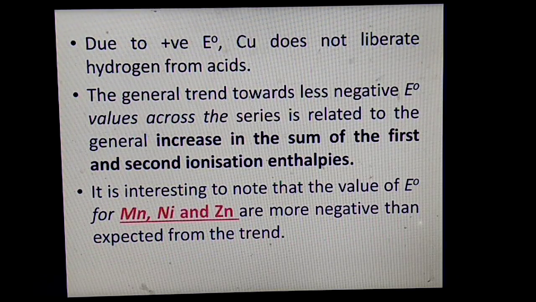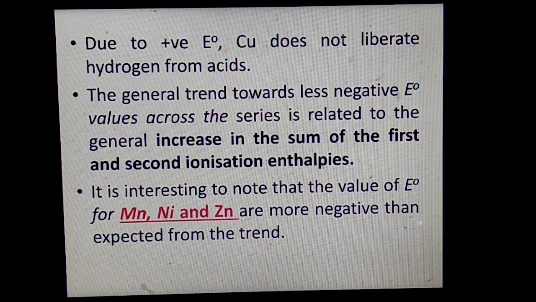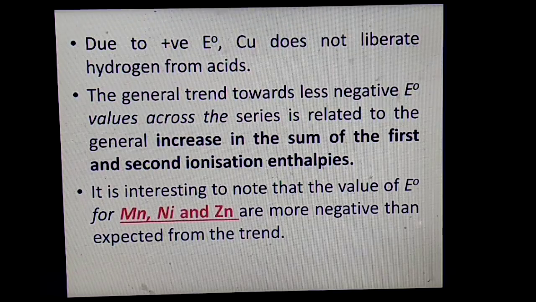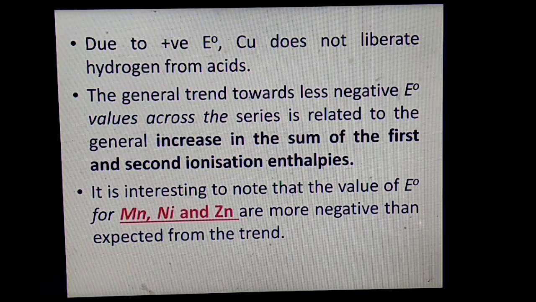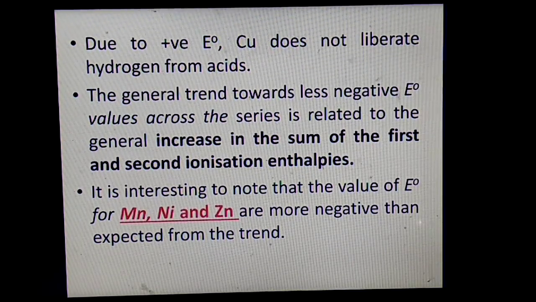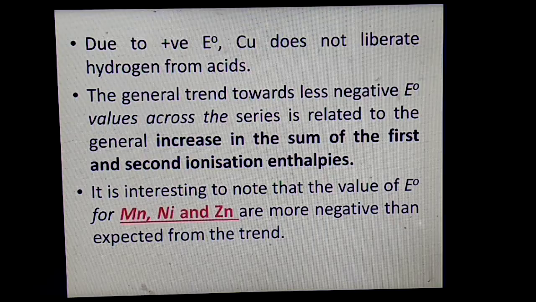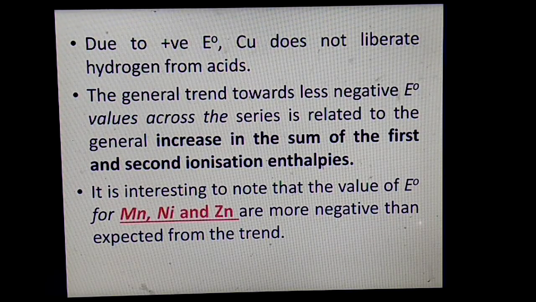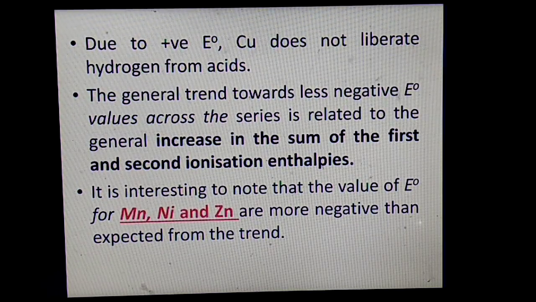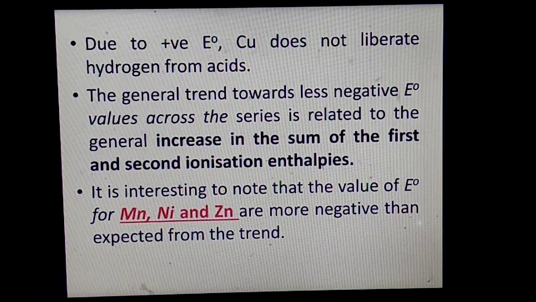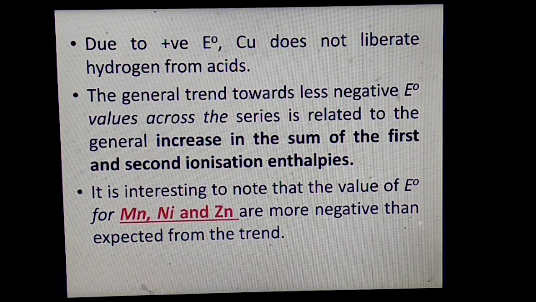Due to positive E0, copper does not liberate hydrogen from acid. So a question will come: why does copper not liberate hydrogen from acid? Answer: because it has positive electrode potential, and the value is plus 0.34 volt. The general trend towards less negative E0 values across the series is related to the general increase in the sum of the first and second ionization enthalpies. It is interesting to note that the values of E0 for manganese, nickel, and zinc are more negative than expected from the trend.